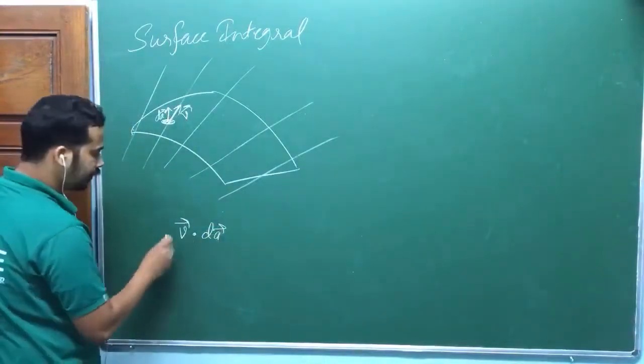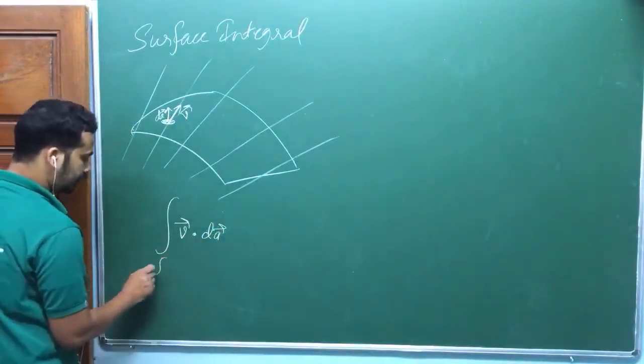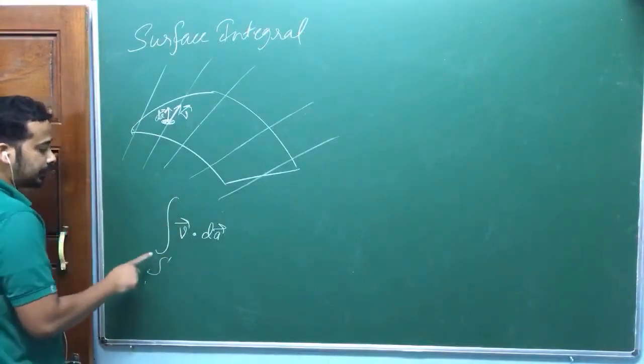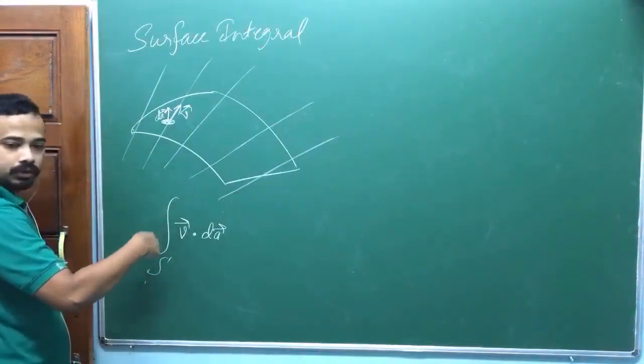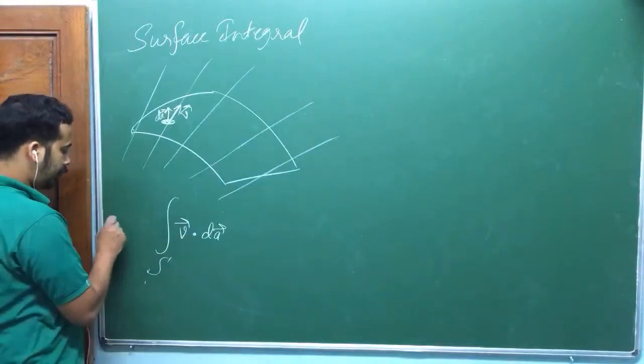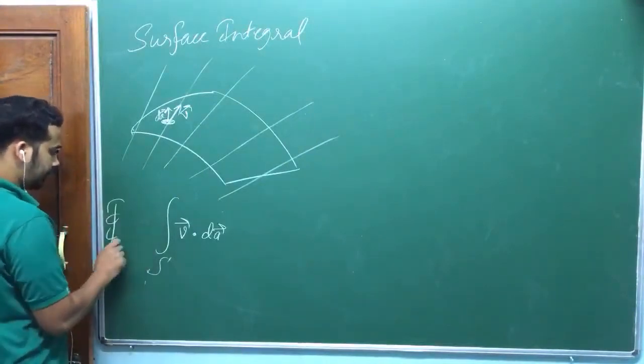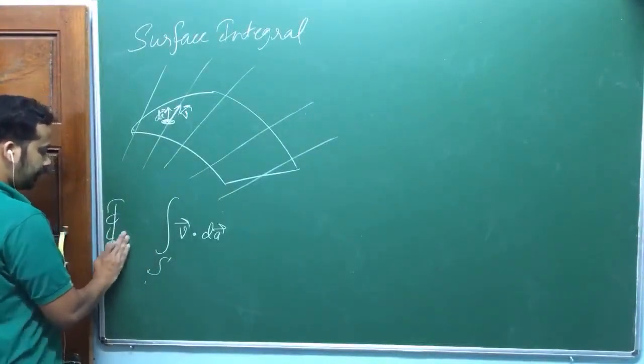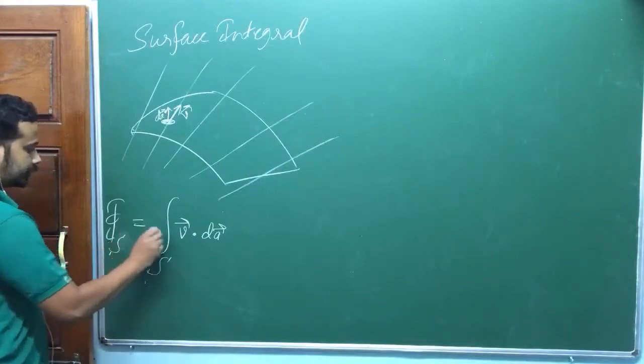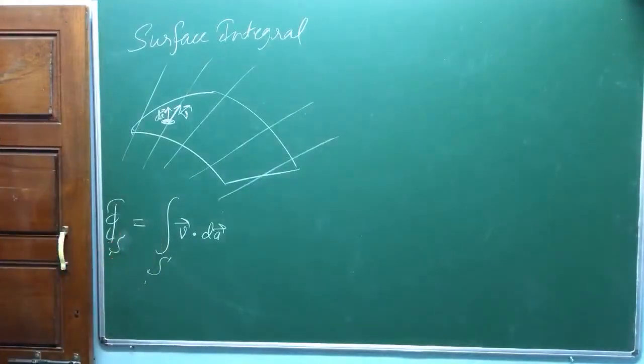And then you have to integrate that dot product over the surface. Open surface integral. There is no closed symbol here. We call this the flux of vector field V, isn't it? Flux through the surface S, or like that. Flux of the vector field through the surface S.